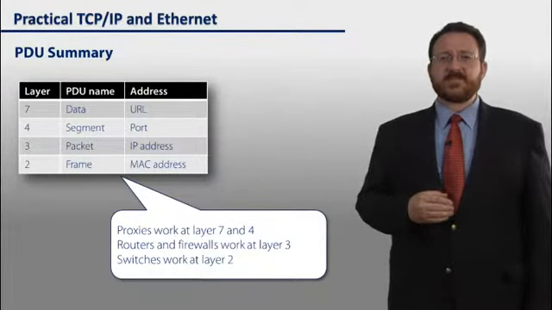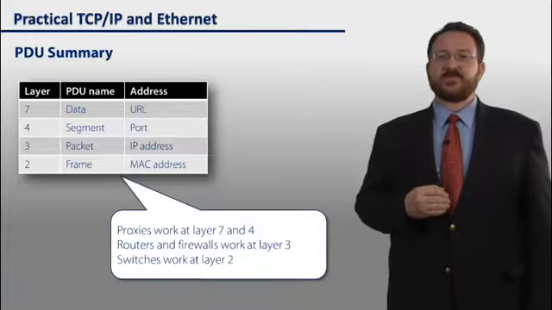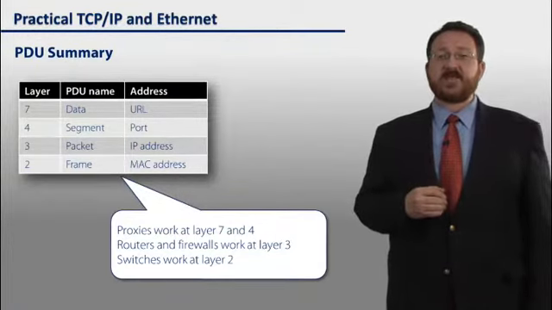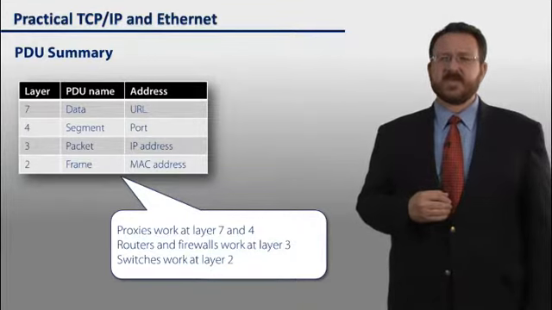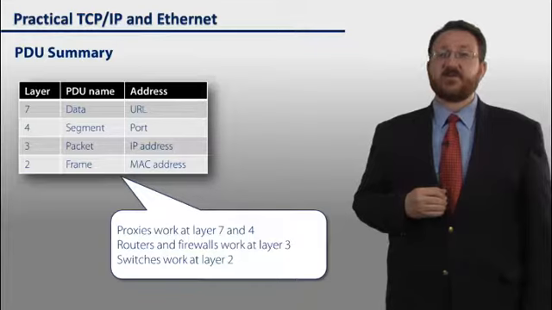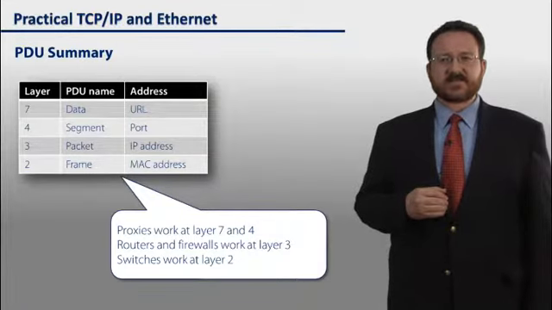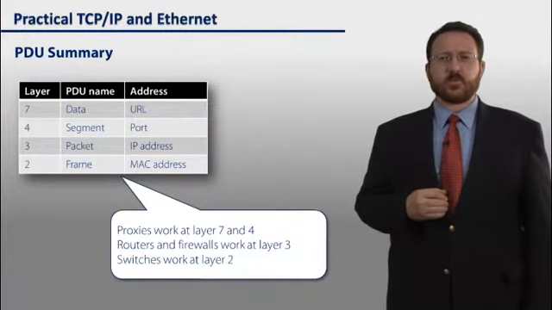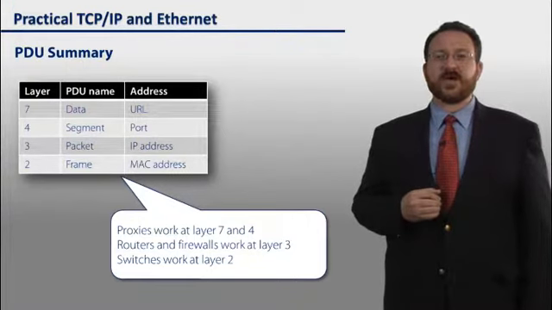And so summarizing here, layers 7, 4, 3, and 2 have these protocol data unit names that are data, segment, packet, and frame, and the address portions are things like URLs, ports, IP addresses, and MAC addresses. It's interesting to note that common intermediary devices that we find work at different layers. So proxies, for example, work at layer 7 and 4. Routers and firewalls tend to work at layer 3, and switches work at layer 2. So each of these understands a different portion of the address.